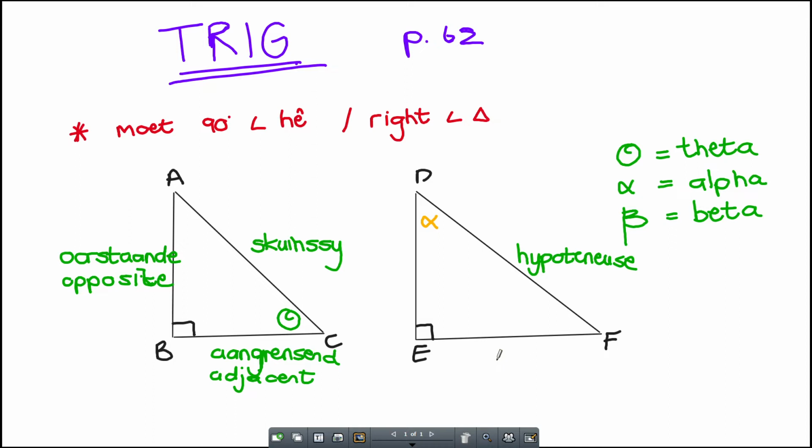It all depends on from which angle you are working. So hierdie is dan nou my opposite of my oorstaande.